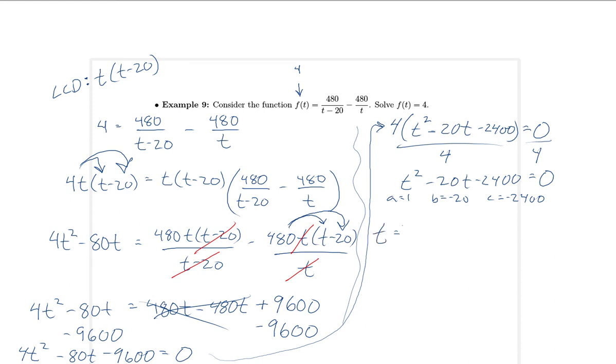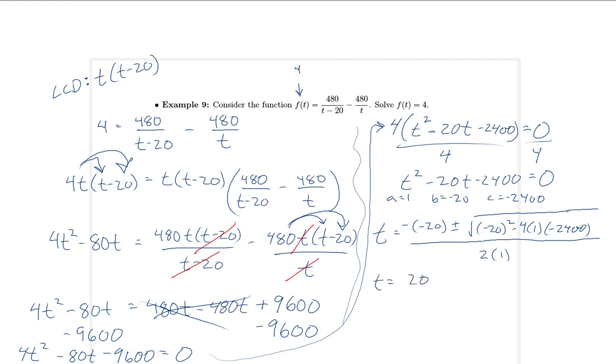t equals negative b plus or minus the square root of b squared minus 4 times a, which is 1, times c, which is negative 2,400. And you can see we've got some big numbers here for sure, right? But they would have been even bigger if I hadn't factored that 4 out. So t is equal to 20 plus or minus the square root of, so what do we have?